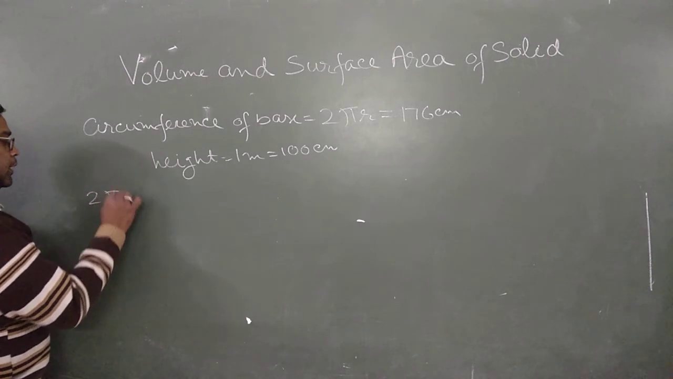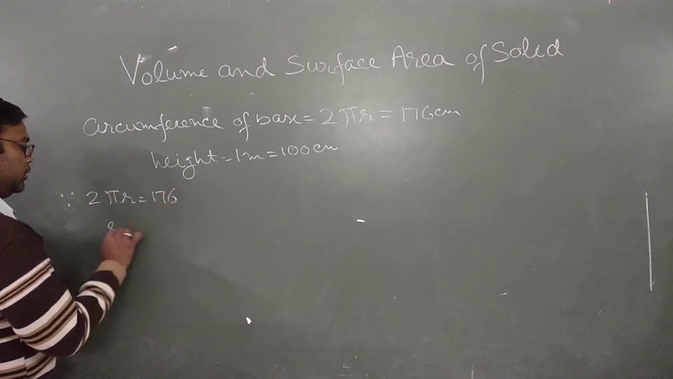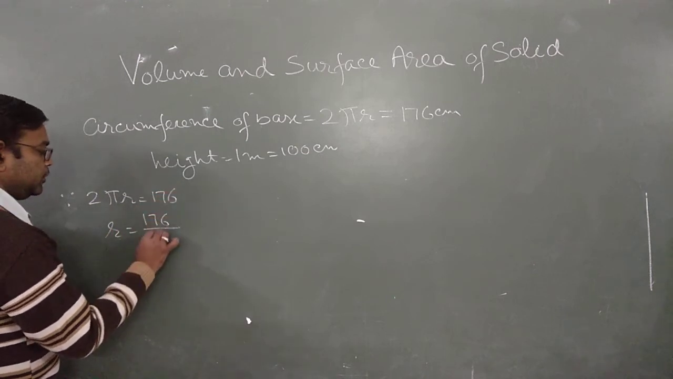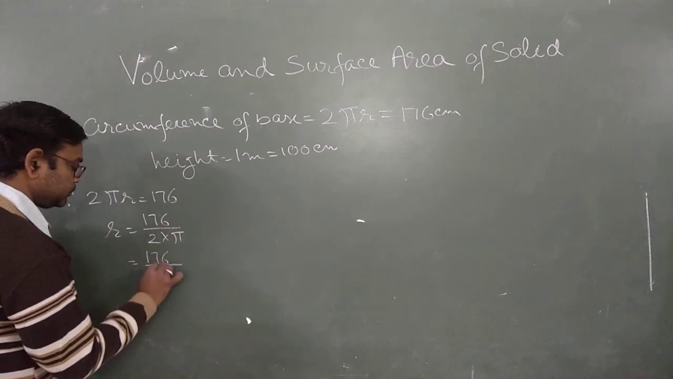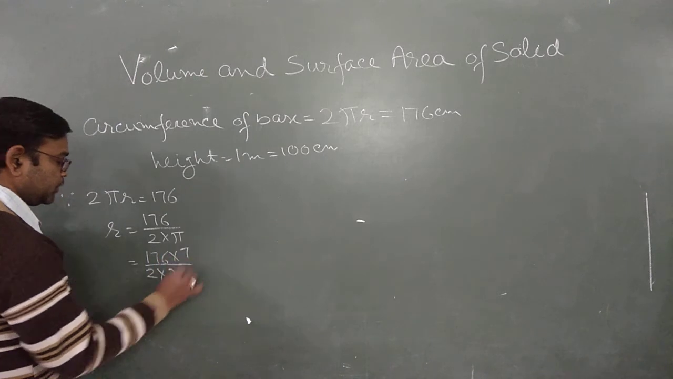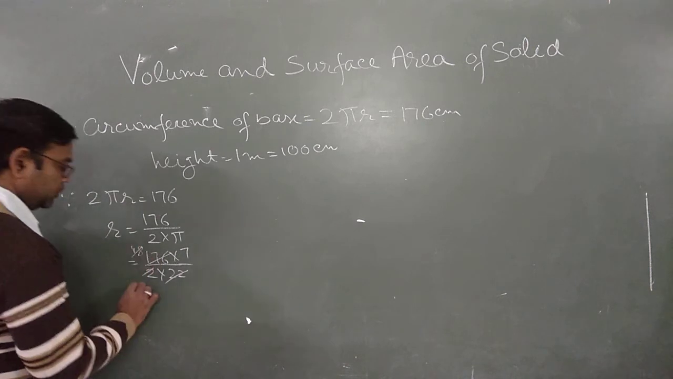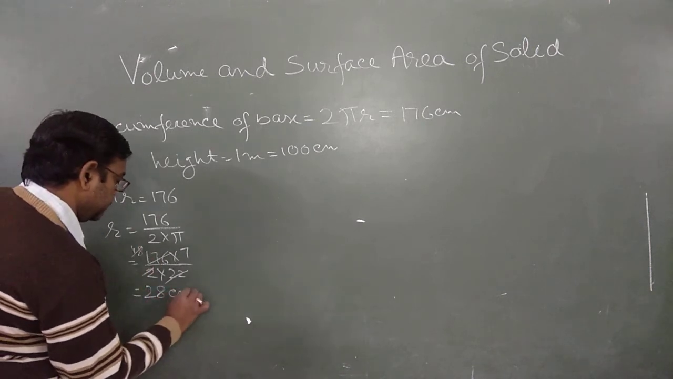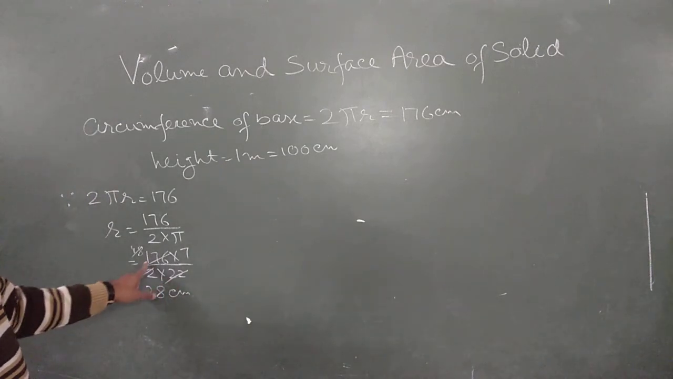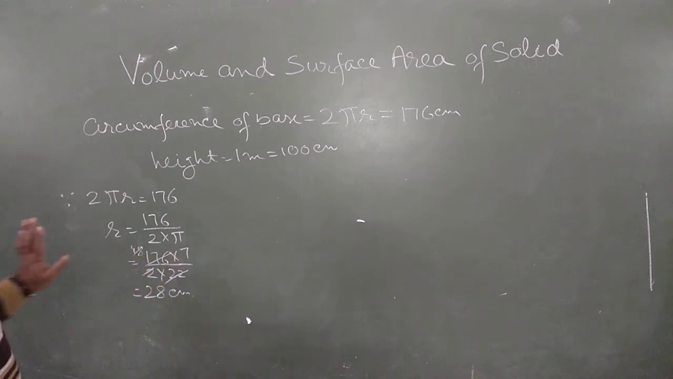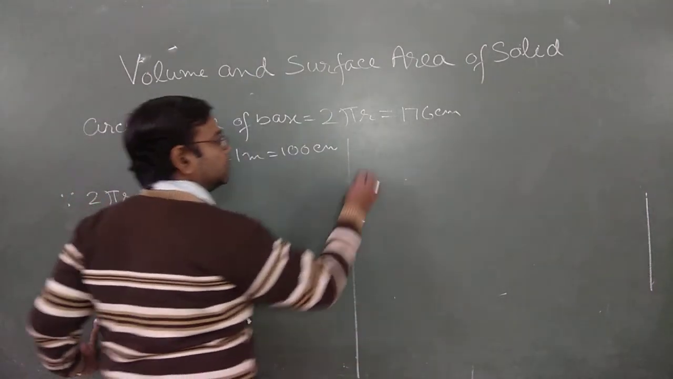So since 2 pi r equals 176, r equals 176 upon 2 into pi. Place the value. 22, 8 2s are 16, 4 7s are 28 centimeter. Once again you can cross check it. 8 2s are 16, 1 carry, 8 2s are 16, 170, 176, and 2 4s are, okay, 28 centimeter. Now we have a radius of 28 centimeter. The question says find the lateral surface area or curved surface area.